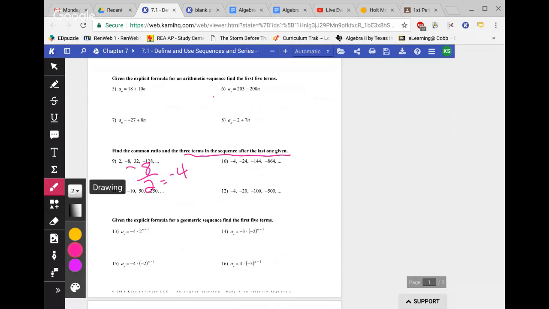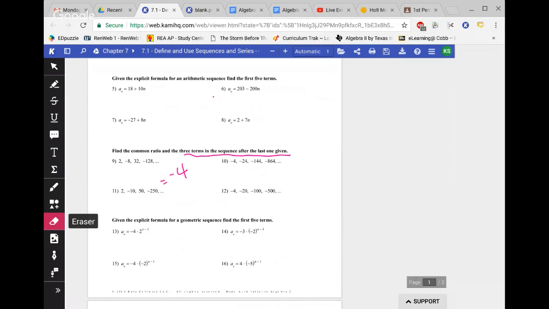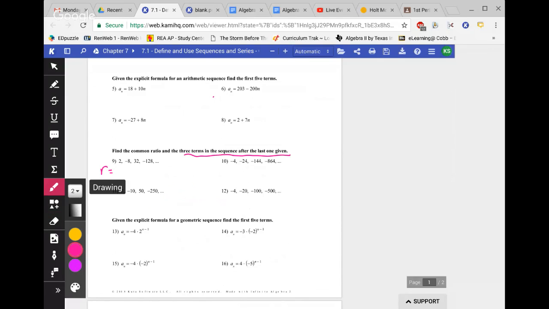Okay. As opposed to, you know how in an arithmetic sequence we added? This time you're going to multiply by that common ratio instead of adding the common difference. So your common ratio would be r equals -4. So that means what I'm going to do is multiply -4 times that -128, and I'm going to get 512 as the next term.